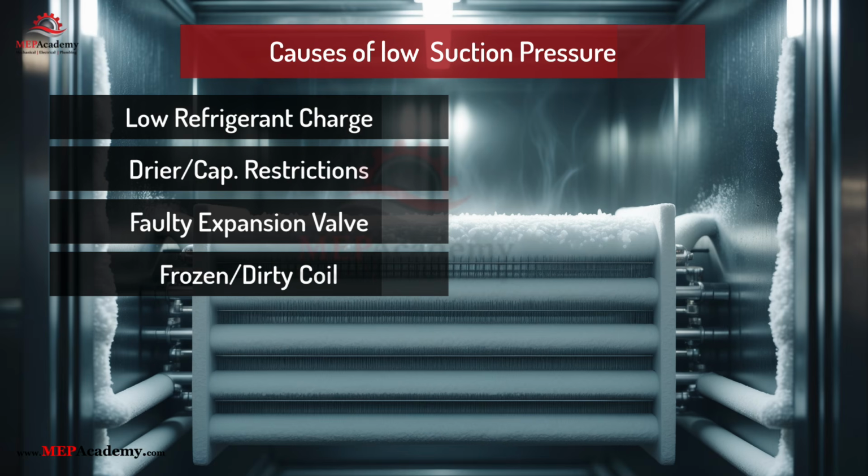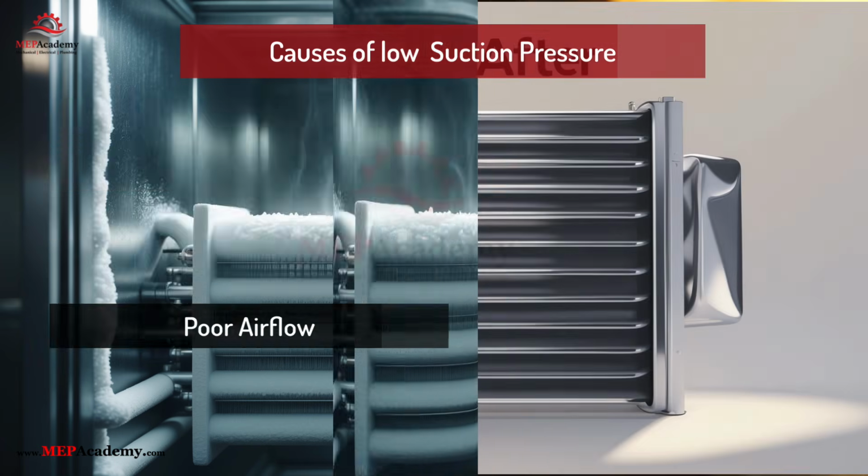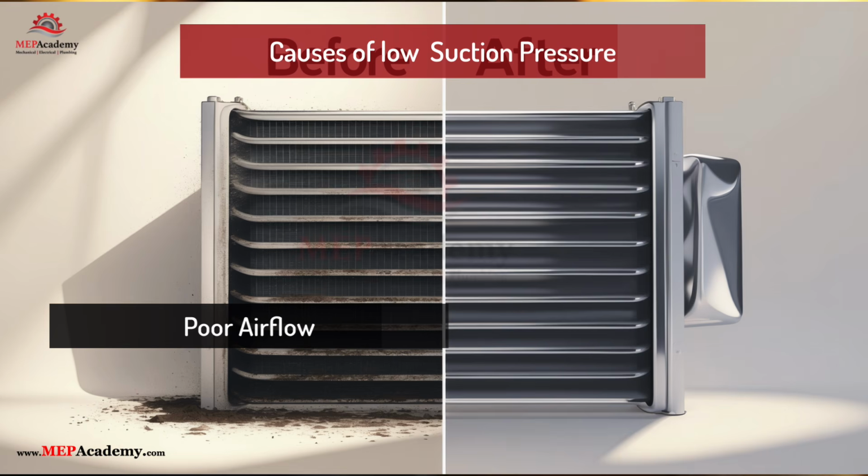4. Evaporator coil issues, frozen, dirty, or undersized. If the coil is dirty or iced over, airflow is restricted. This means less heat is absorbed by the refrigerant, resulting in reduced vaporization and lower suction pressure. Inspect coil cleanliness and ensure proper defrost cycle operation if it's a freezer system. 5. Poor airflow across the evaporator. No matter how perfect the refrigerant charge is, if there's not enough warm air crossing the evaporator coil, you'll get poor heat absorption. Check air filters, fan motors, belts, and blower speed settings.